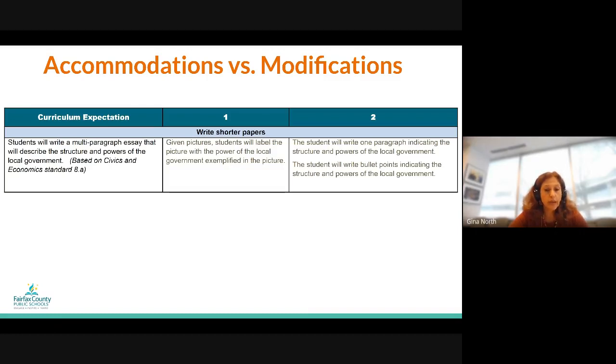In column 1, the student will label pictures. We have modified what the student is expected to learn. In column 2, the student is still expected to discuss the structure and powers of local government. The difference between what we see in column 2 and the curriculum expectation is that the student will demonstrate this knowledge in a paragraph or a bulleted list rather than an essay, making this an accommodation.